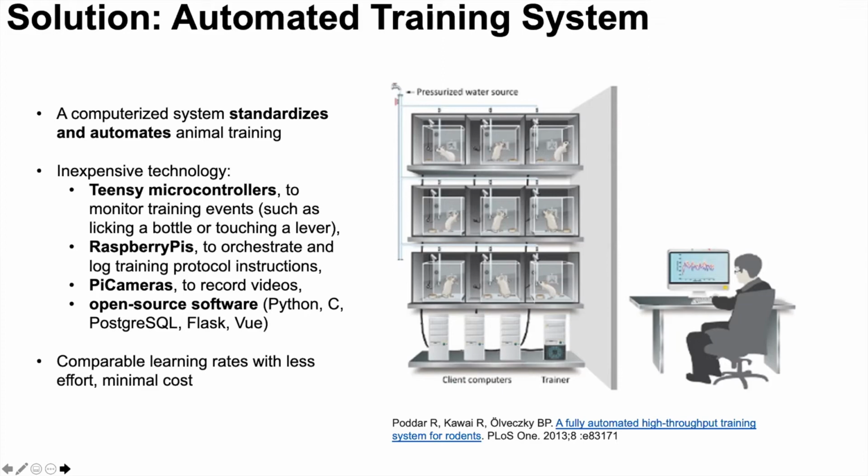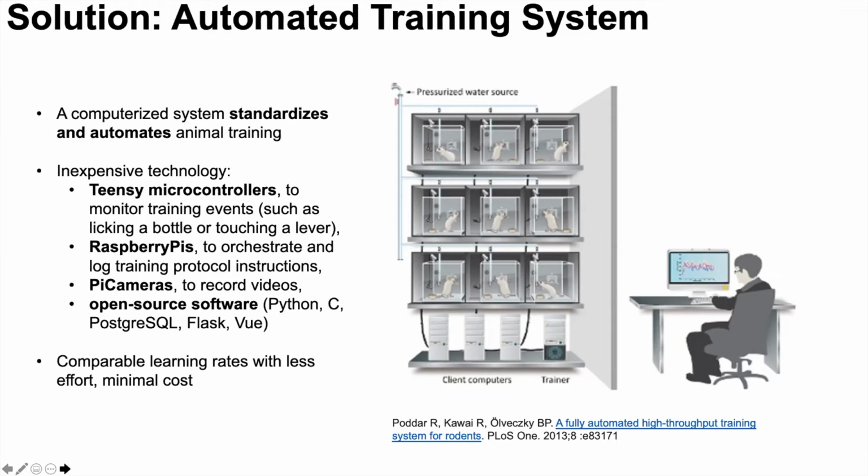So you can see in this picture the hardware that's required for this setup. We have Teensy microcontrollers that are monitoring events like touching levers or touching the water bottle with your nose. There are Raspberry Pis that orchestrate the training instructions and receive and pass on logging information from the Teensy microcontrollers. There's also Pi cameras on each box. So while the rat or the subject is executing behavior, as part of this training methodology, there's a Pi camera constantly recording video.